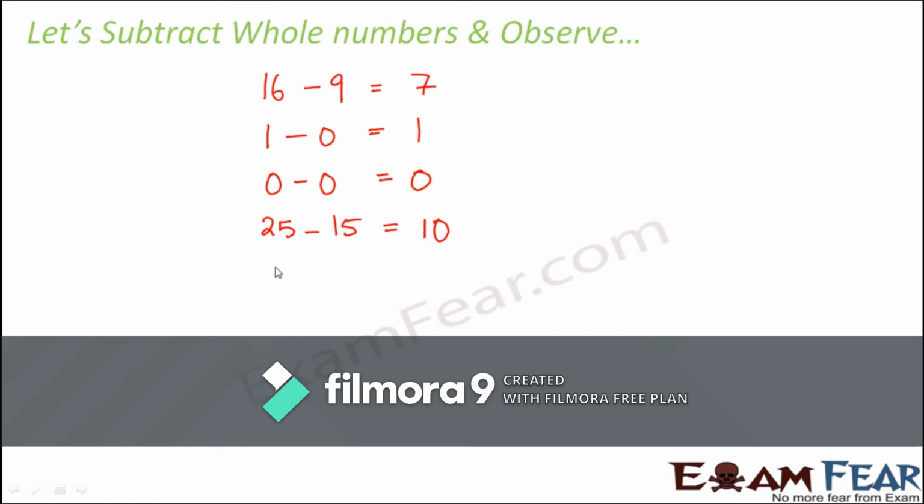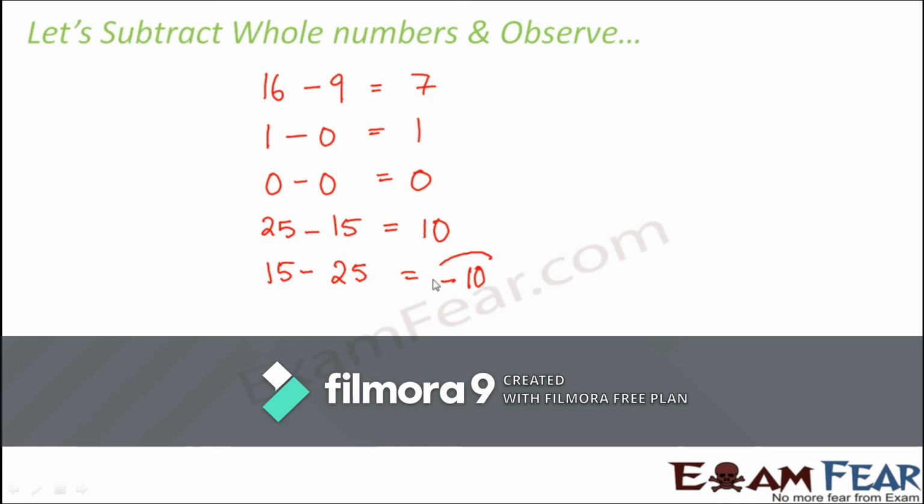25 minus 15 is 10, which is a whole number. What about 15 minus 25? If I ask you to subtract a bigger number from a smaller number, it is the same scenario where you have only 15 rupees, but you want to buy something which costs 25 rupees, and therefore you borrow 10 rupees from the shopkeeper and then buy it. So what happens? Your net balance goes to negative. So basically 15 minus 25 is not 10 but minus 10.